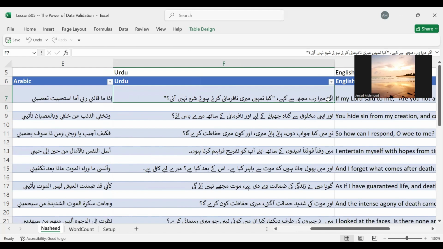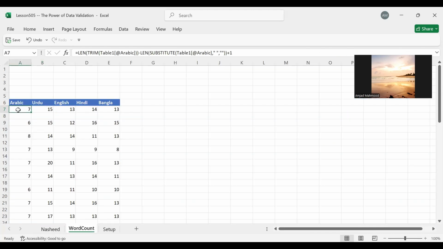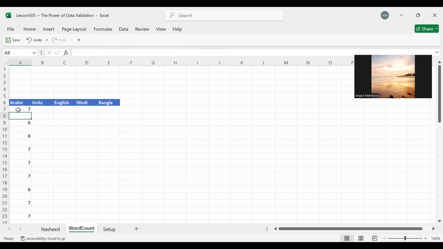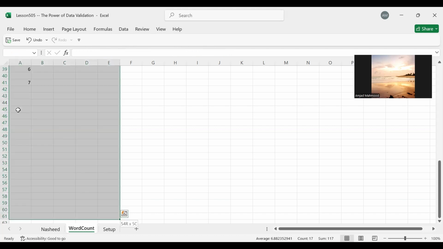So 15 is the right answer, right? What we did is just copy this formula. This is actually one formula which is dragged, and it automatically resolves. If I remove everything here and leave that formula like this, and delete everything, just to show you how to do such a thing.